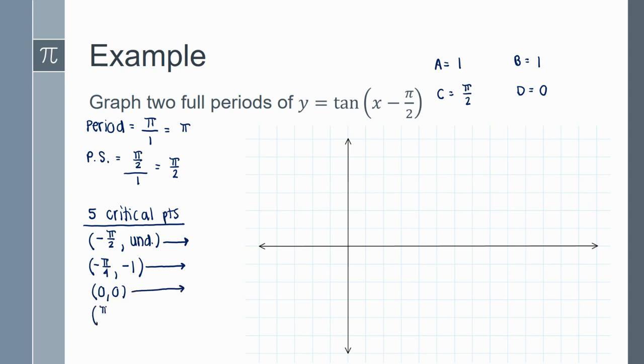Then I want positive pi times 1/4, so that would be pi over 4. And then I want the a value, so 1. And then I want 1/2 times the period, which is pi over 2, and that's back being undefined.